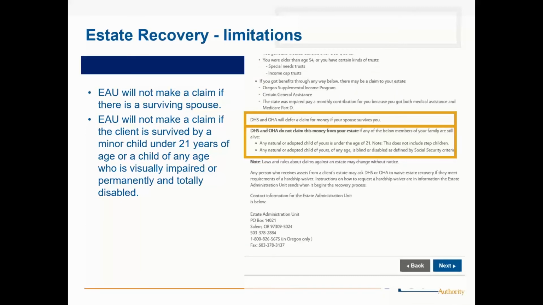So you might recognize this screen. It's at the end of the applicant portal application, and it says DHS and OHA will defer, meaning not follow through on, will put off a claim for money if your spouse survives you. And DHS and OHA do not claim this money from your estate if any of the below members of your family are still alive. So those are two very important pieces of estate recovery, in addition to the fact that they are only in relation to long-term care services. So I hope that helps calm some of the questions and concerns that I've heard from community partners.